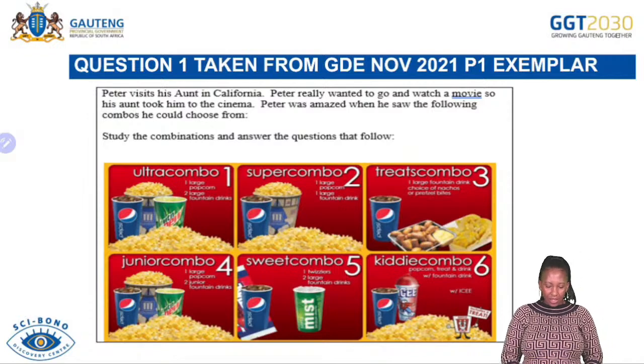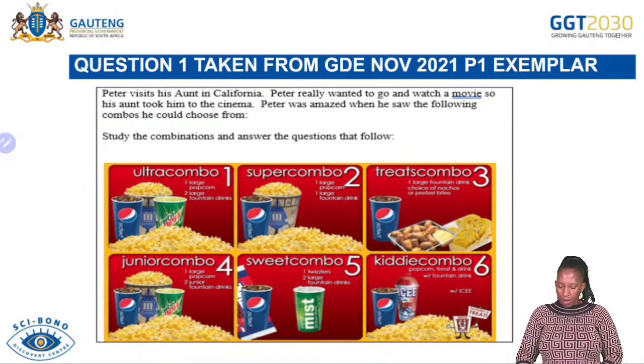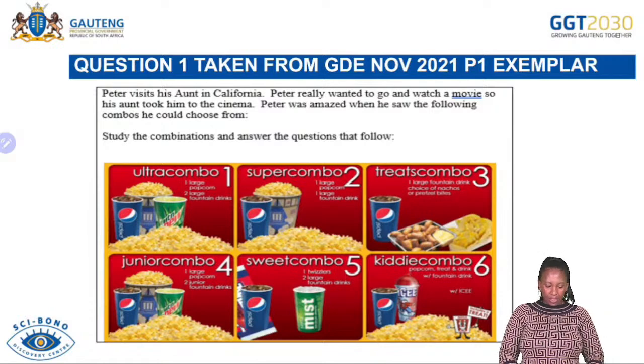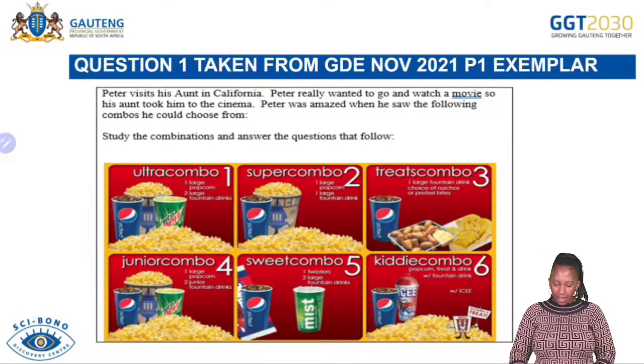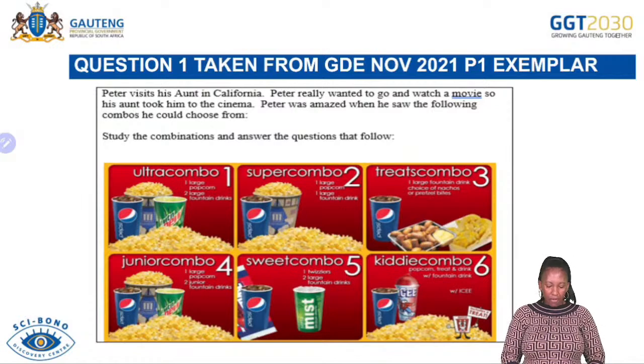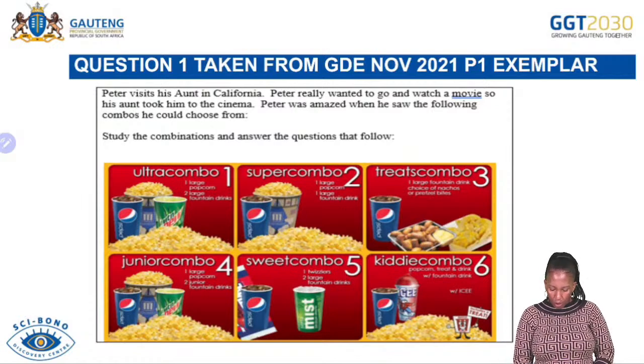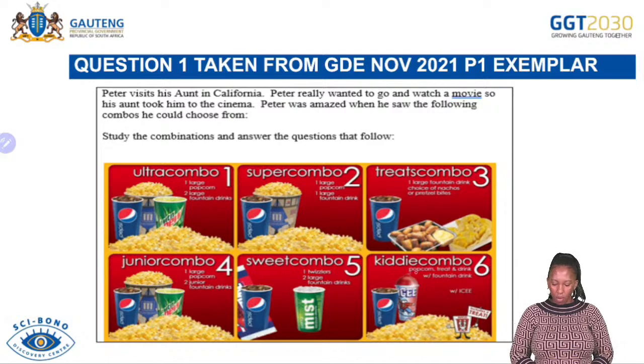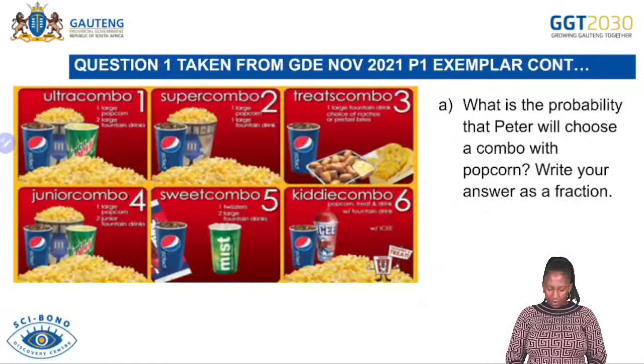Now it says Peter visits his aunt in California. Peter really wanted to go and watch a movie, so his aunt took him to the cinema. Peter was amazed when he saw the following combos he could choose from. Study the combinations and answer the questions that follow. There we have our ultra combo, super combo, treats combo, junior combo, sweet combo, and kiddies combo. So there are 6 combos that Peter saw there at the cinema.